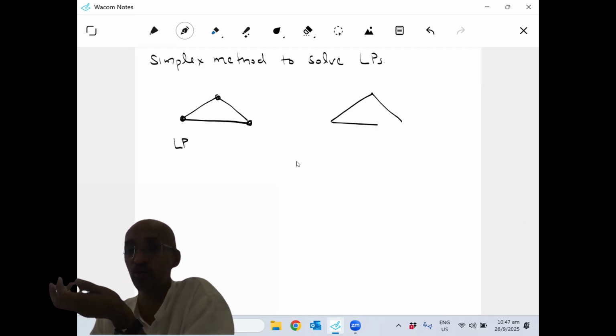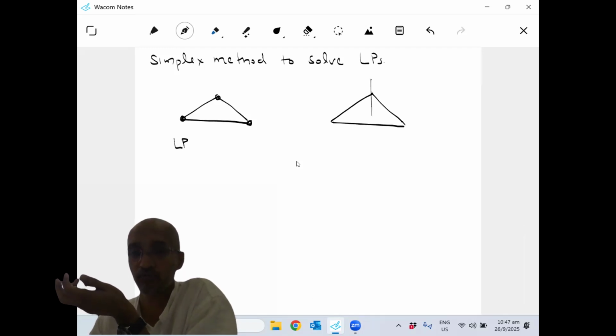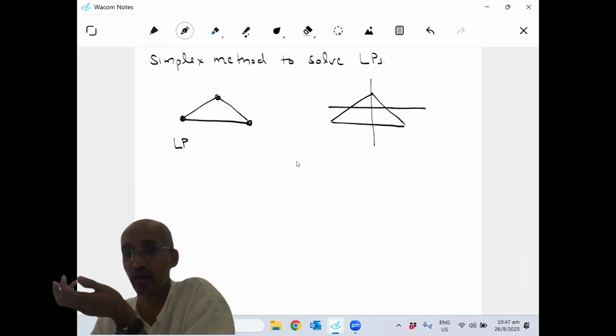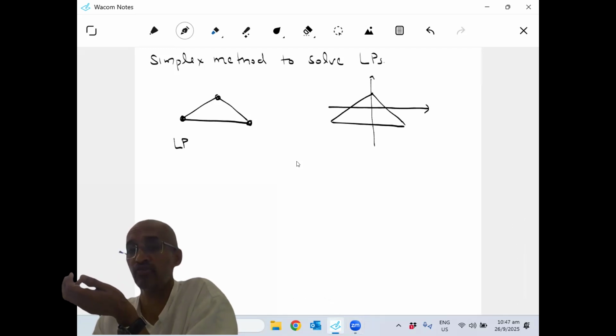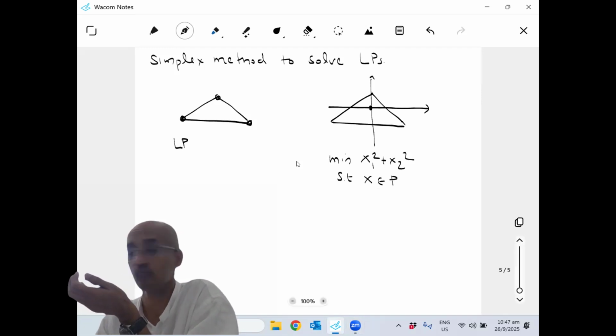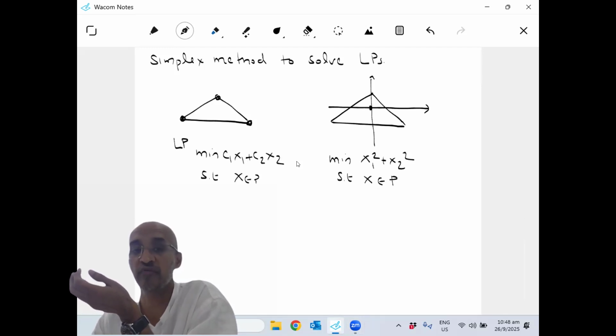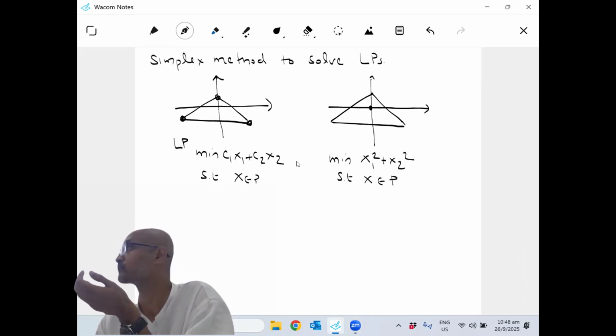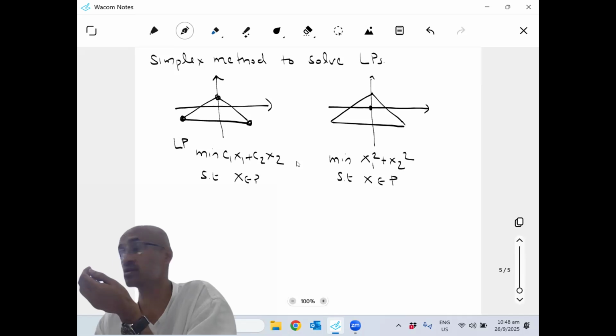For example, let's say this is my feasible region, and I've got an objective function like minimizing x1 squared plus x2 squared over this feasible region, the same polytope. Remember, this is a linear program with the same feasible region. If I try to minimize a linear function, my claim is you can only focus on these 3 points for LPs.